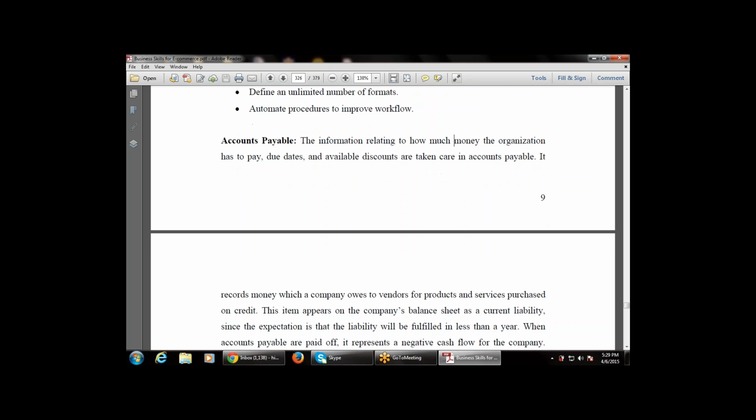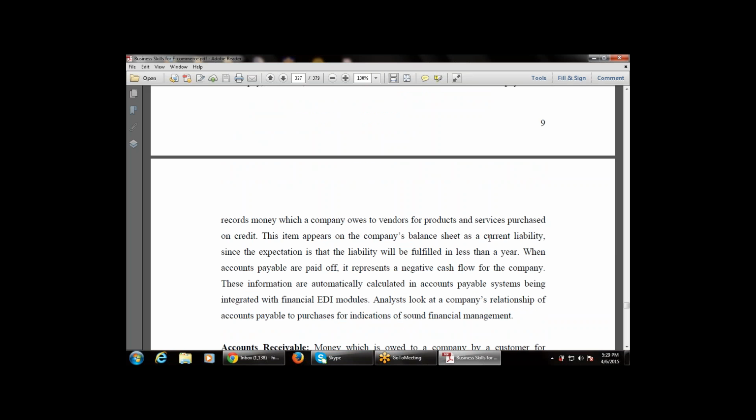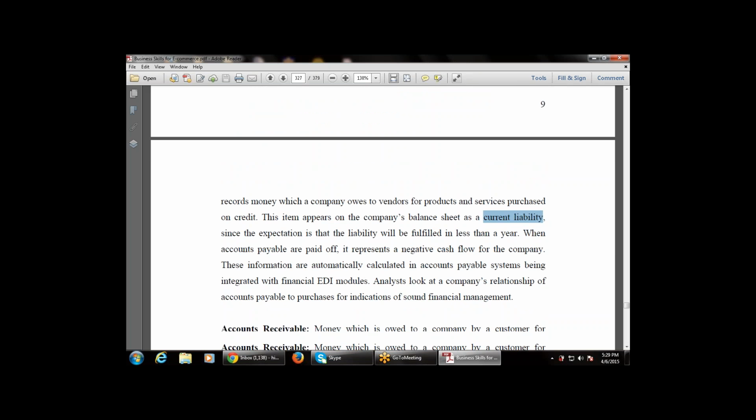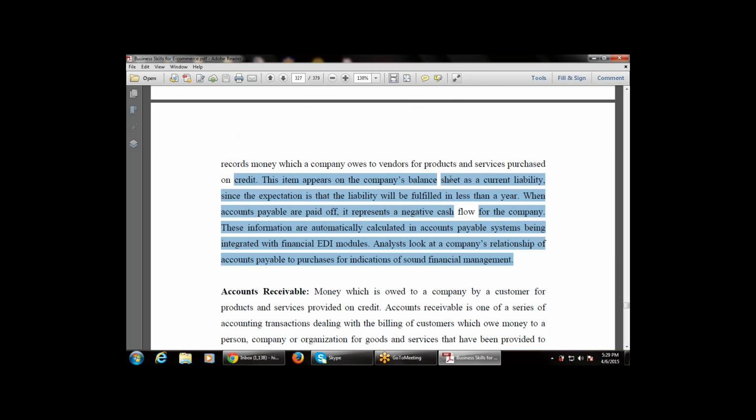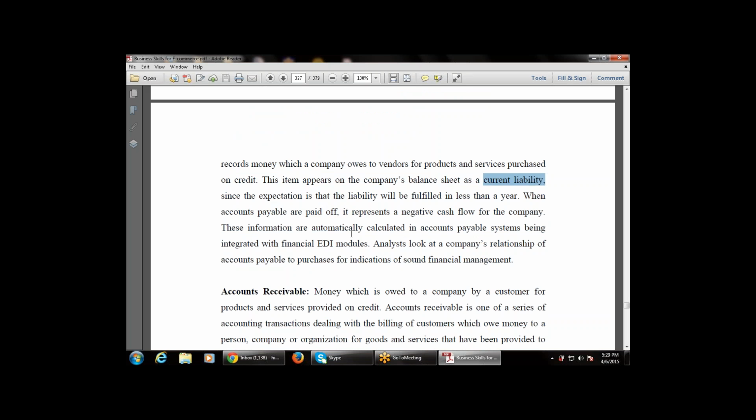This item appears on the company's balance sheet as a current liability. Liability means what you have to pay, what anyone has to pay. If I say my liability is 500 rupees, I have to pay 500 to you or to anyone else, because that's my liability. So this appears on the balance sheet as a current liability, since the expectation is that the liability will be fulfilled in less than a year.